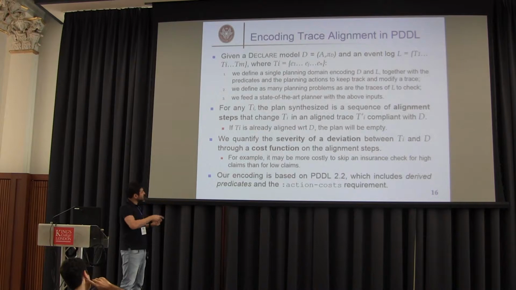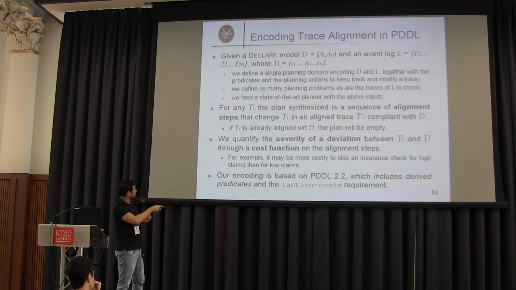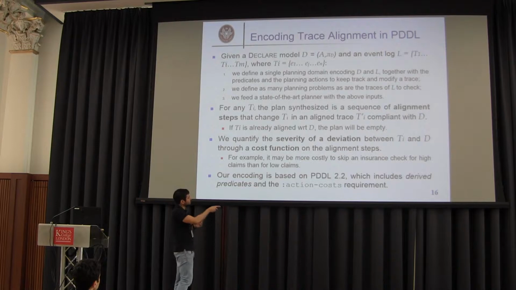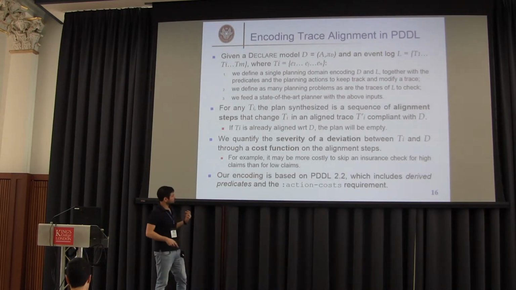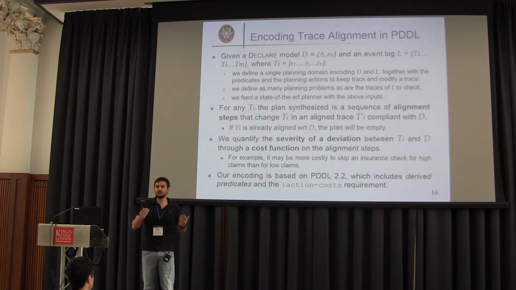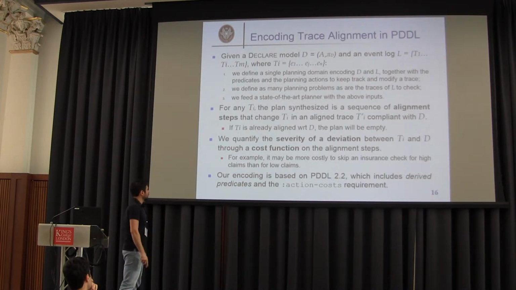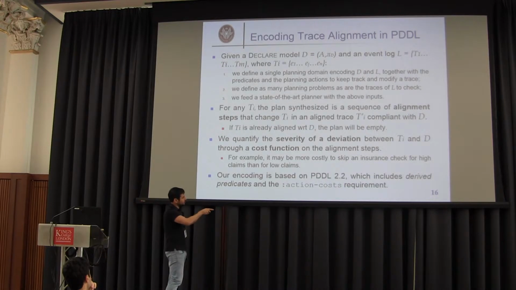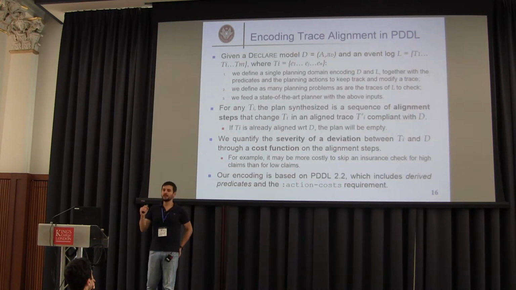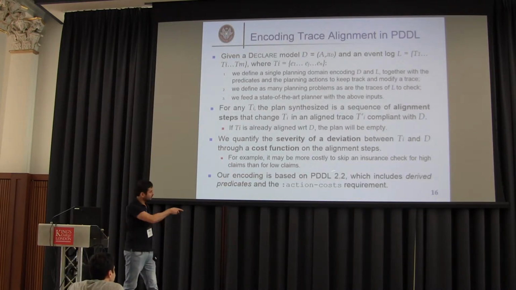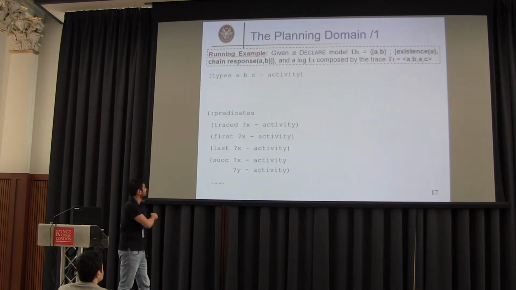We can also quantify the severity of a deviation between the trace and the model, and for doing that we use a cost function on the alignment steps. For example, it may be more costly to skip an insurance check for high claims than for low claims. So we can give a weight to every deviation, to every adding or removing action that we want to perform on the original trace. Our encoding in particular is based on PDDL 2.2 because we need the derived predicate and we need the action cost requirement to keep track of the cost of planning actions.